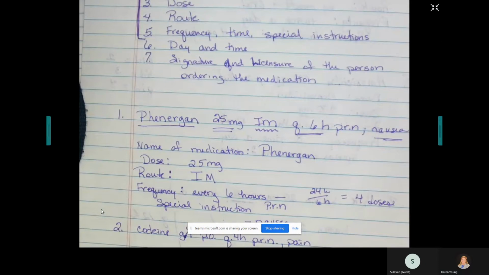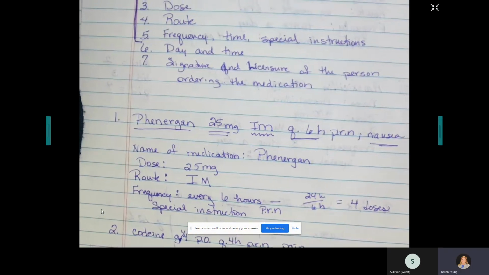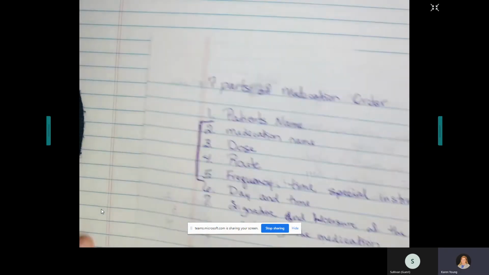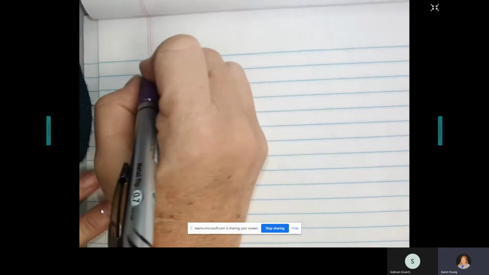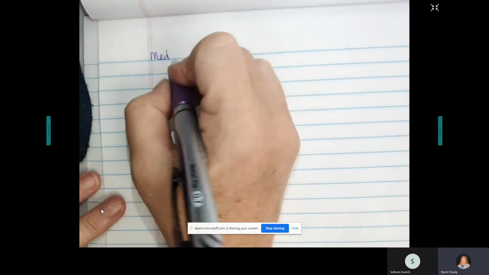But this is a good thing to start. If it's PO, be sure you either choose by mouth or orally. Okay. If it's an IM or IV, and if it's some type of injection, don't choose injection. Choose the specific injection. But that's all matching for Chapter 7. Chapter 8 is medication labels or drug labels.